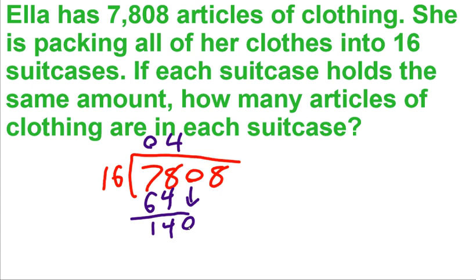16 goes into 140 8 times. That is 128. We subtract, we get 12. 8 comes down, we got 128, which is what we just had. And we know that goes into it 8 times, so that's how we get the 488. So like I said, a suitcase with 488 articles of clothing would be a giant suitcase. Or really tiny clothes, I guess. Any questions on that one?